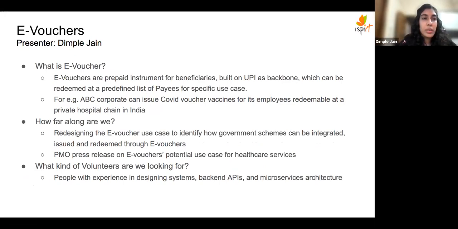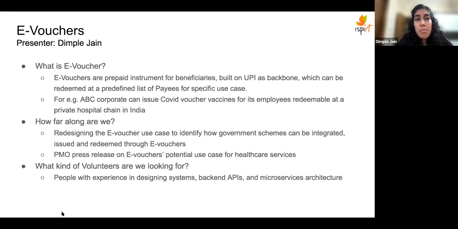Hello, everyone. I'll be talking about e-vouchers. So what are e-vouchers? E-vouchers are basically prepaid instruments which can be issued by a payer to a beneficiary. And this is built on UPI infrastructure. And these vouchers enable a beneficiary to redeem them at a predefined list of payees for a specific use case.